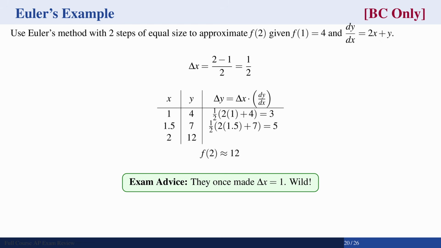Some exam advice, it's not really advice, it's just crazy. One time they actually had Euler's method, but delta x was 1, and it just felt so weird. I think there was actually a case where they had you use Euler's method with only 1 step, which is weird because that's literally just using a tangent line.